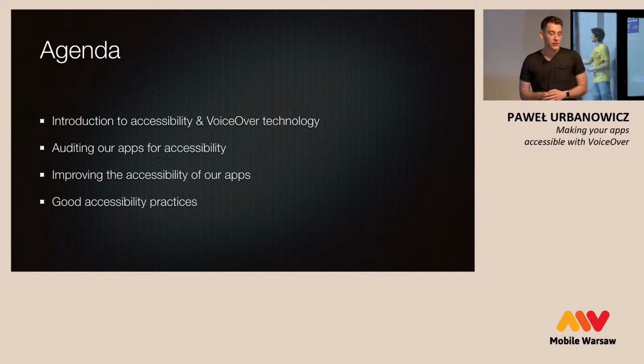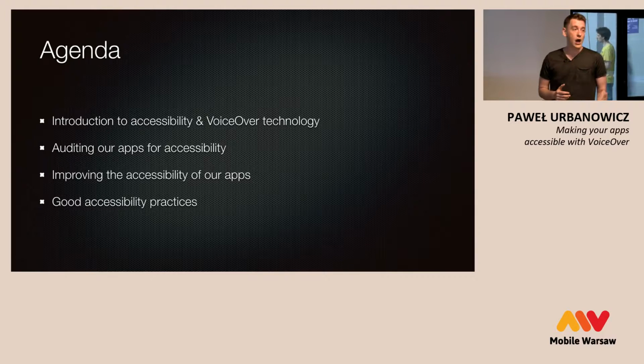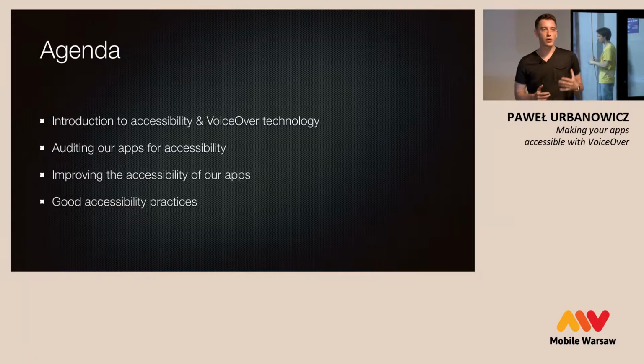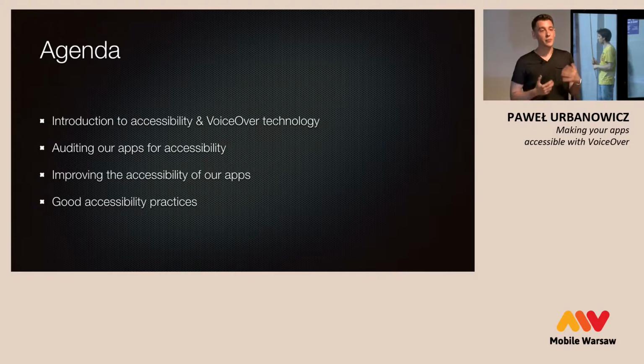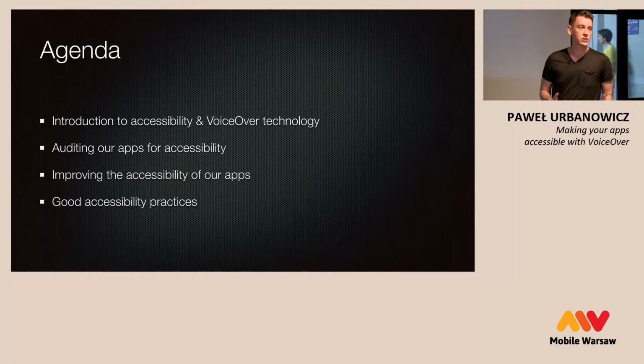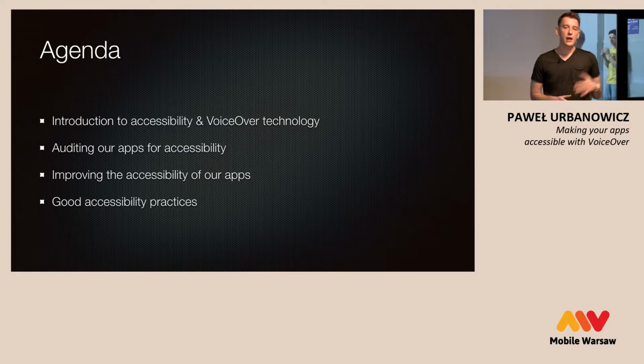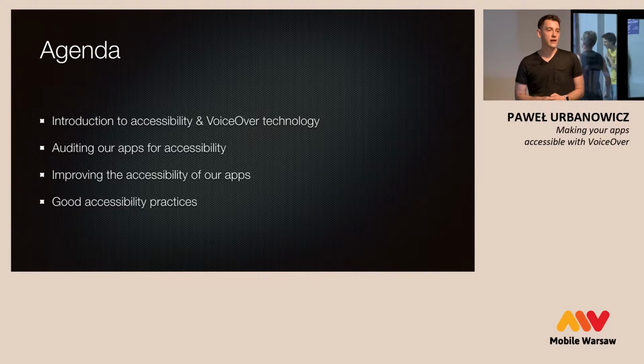After that, we'll talk about improving the accessibility of our apps, because the reason why we are doing accessibility audits is to find out what the issues with accessibility in our apps are. So we'll talk about the ways that we can improve it. We'll identify those issues, and we'll just use the standard SDK to improve the user experience for VoiceOver users. And after that, I have a couple of slides regarding good accessibility practices. So we're going to learn a little bit about VoiceOver and visual accessibility today. I just wanted to summarize that in a couple of slides and present them to you.